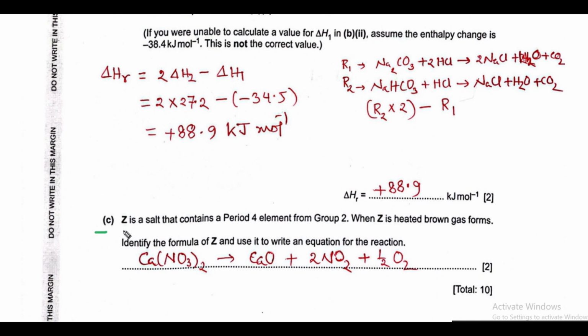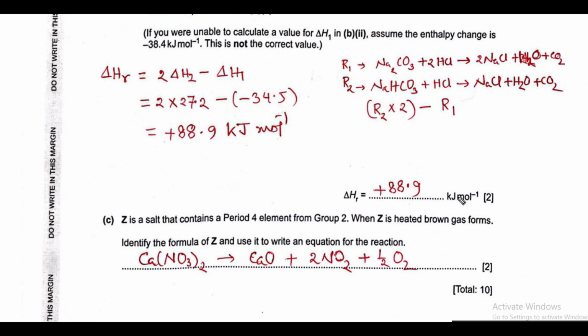Z is a salt that contains a period 4 element from group 2. When Z is heated, brown gas is formed. Identify the formula of Z and use it to write an equation for this reaction.